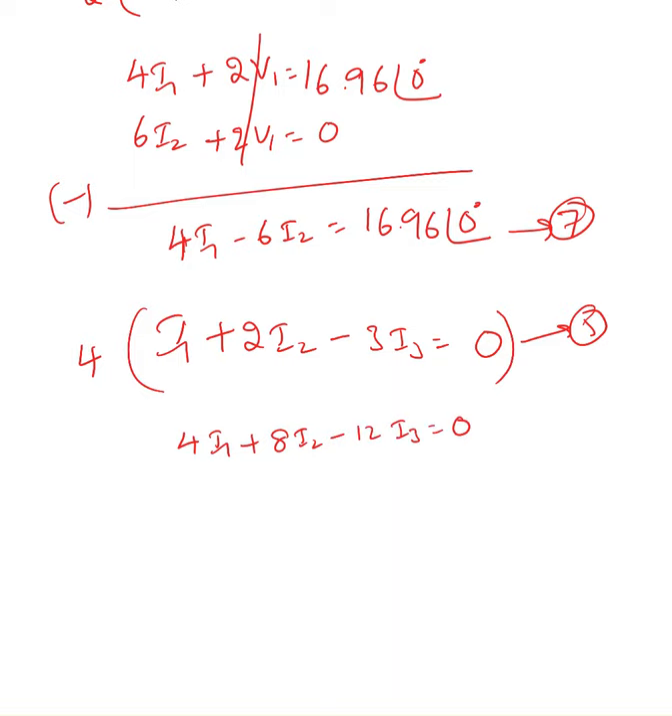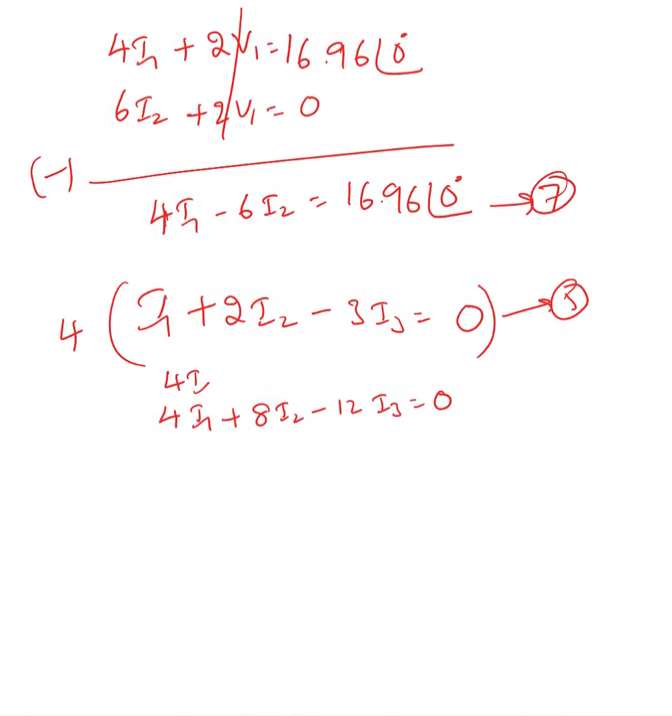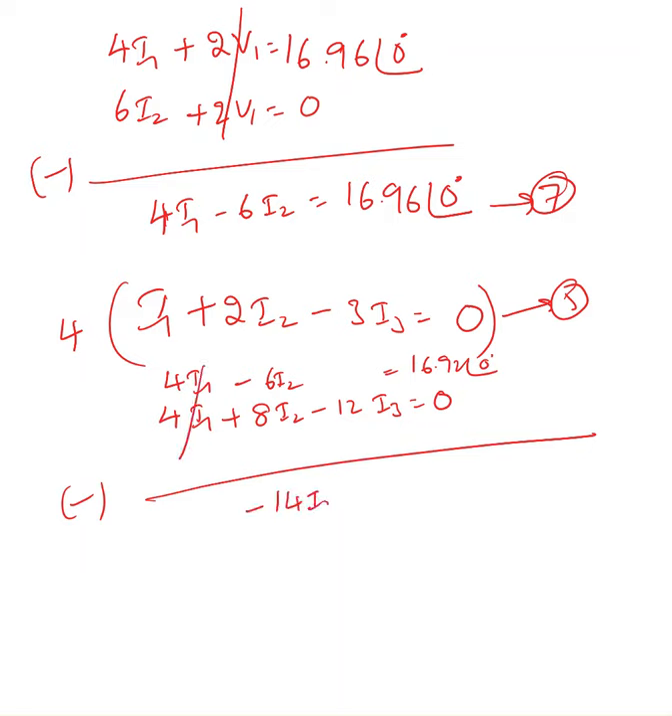I have equation 7 right there, which is 4I1 minus 6I2 equal to 16.92 at an angle of 0. I'm going to subtract these two. I will end up with minus 14I2 plus 12I3 equal to 16.92 at an angle of 0. Okay, this is my equation 8.